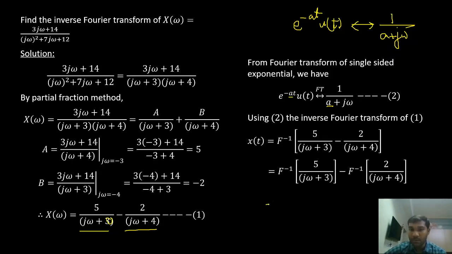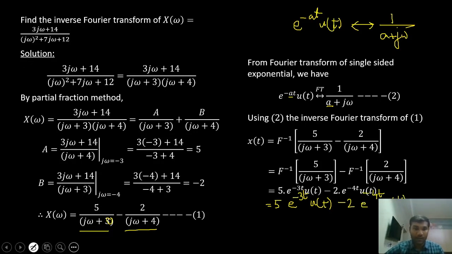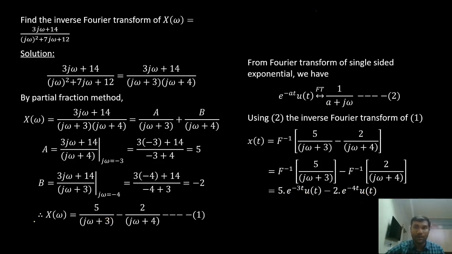So here 5 is the constant, and Fourier inverse of 1 by 3 plus j omega is nothing but e power minus 3t into u of t, minus 2 into Fourier inverse of 1 by 4 plus j omega, that is e power minus 4t into u of t, right? So that is my final answer. So this is how we perform partial fractions.